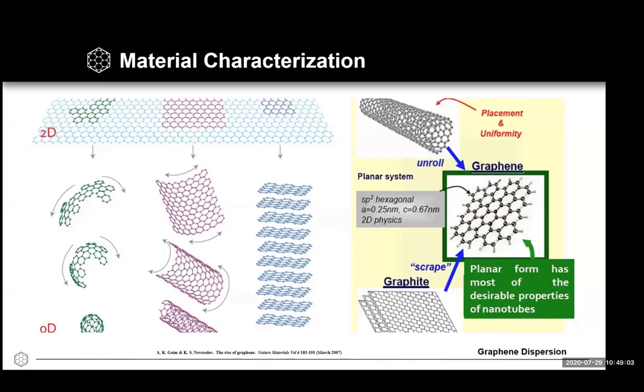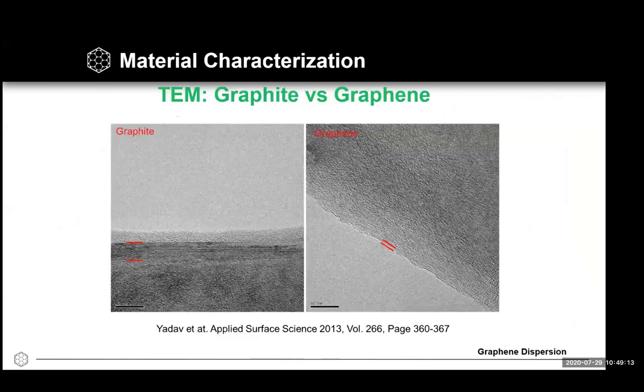Yeah, so I'm going to talk about how we're going to characterize this material, what kind of techniques we use to characterize it. The first one I'm going to mention is the TEM, the high resolution TEM, which is a very good technique to get an idea about the morphology of any nanoparticle.